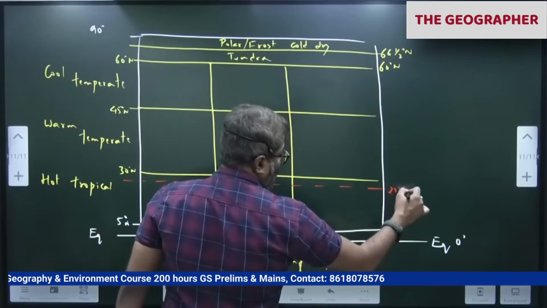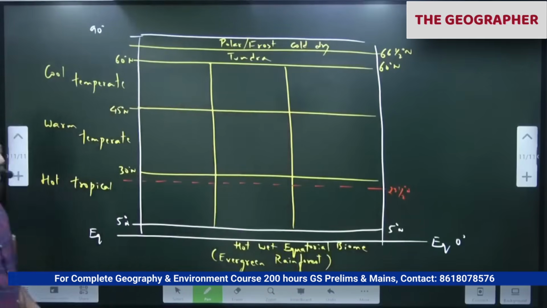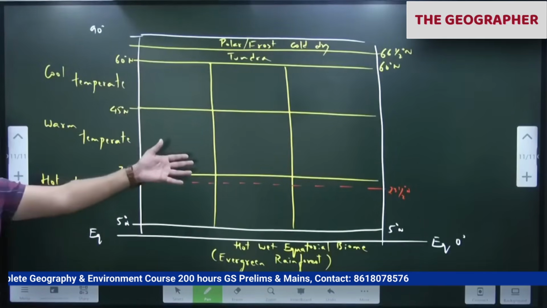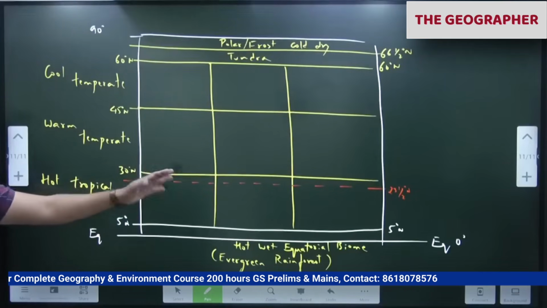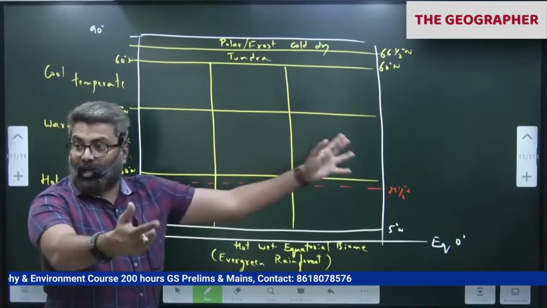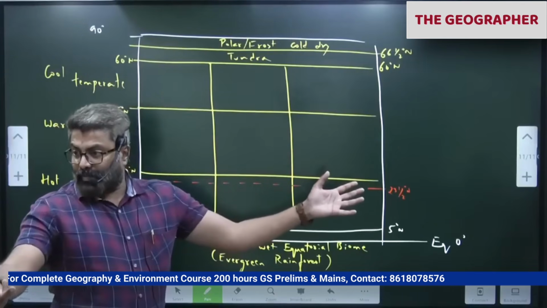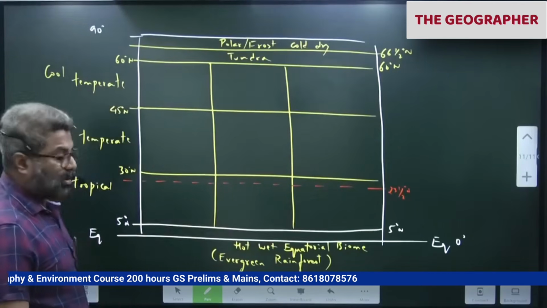23.5 degrees north. I told you already why I am considering only the northern hemisphere for now, because we have more land. The northern hemisphere is the land hemisphere. So in different parts of land we have different climates, and based on that, we have different types of flora and fauna.